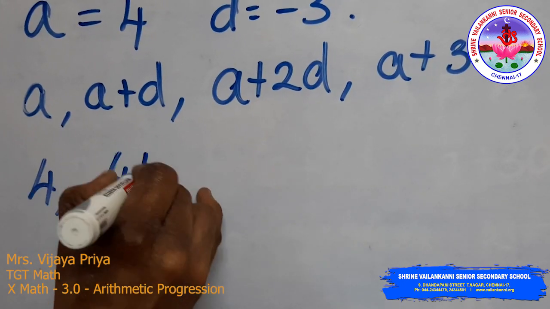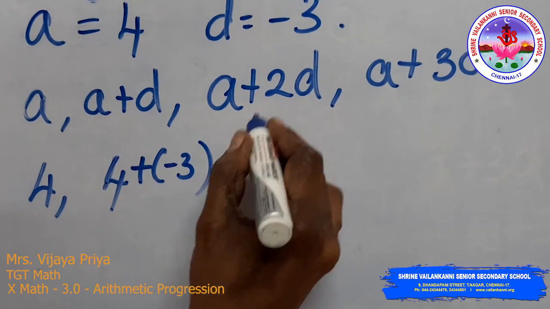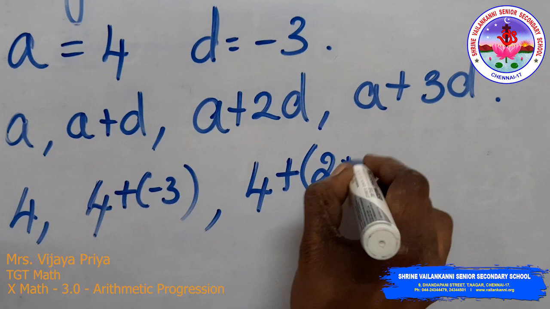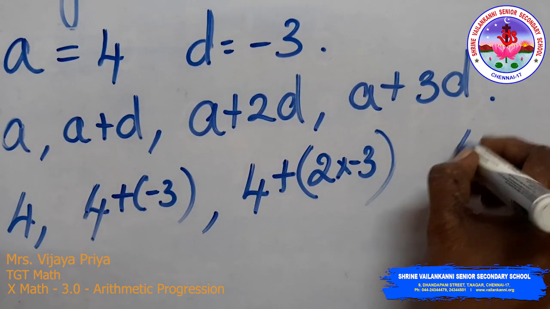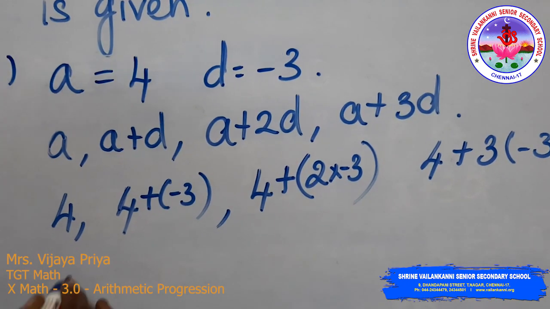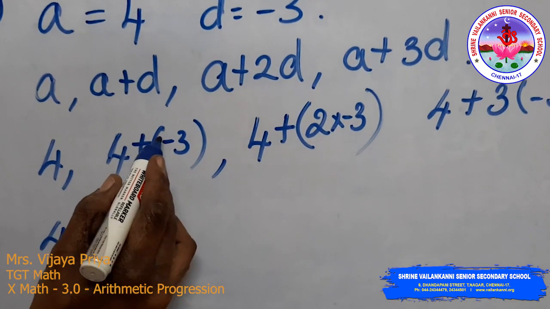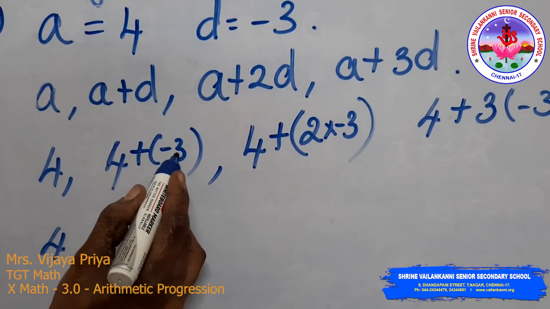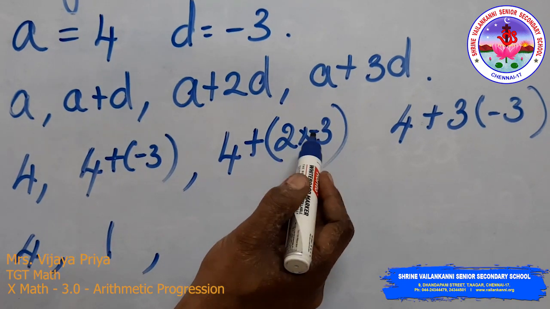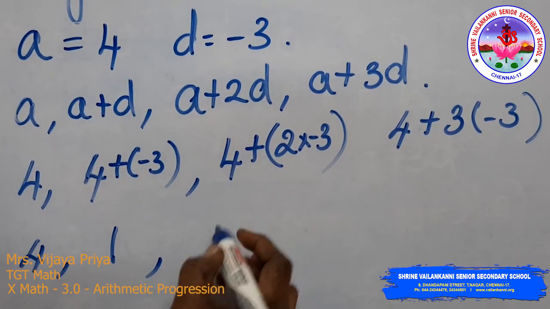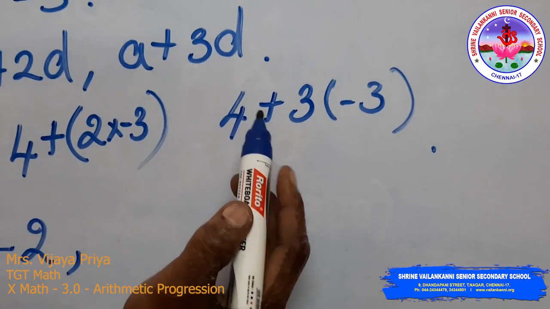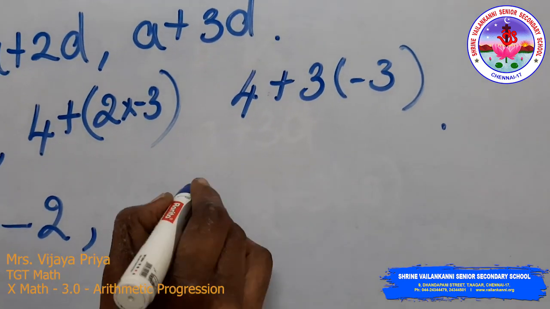So a is 4 and the common difference is minus 3. The second term is 4 plus minus 3. The third term is 4 plus 2 into minus 3. And the fourth term is 4 plus 3 into minus 3. So the first term is 4, the second term is 4 minus 3, which is 1. Here you will get 2 into minus 3 is minus 6, so minus 6 plus 4, I will get minus 2. Minus 9 plus 4, I will get minus 5.